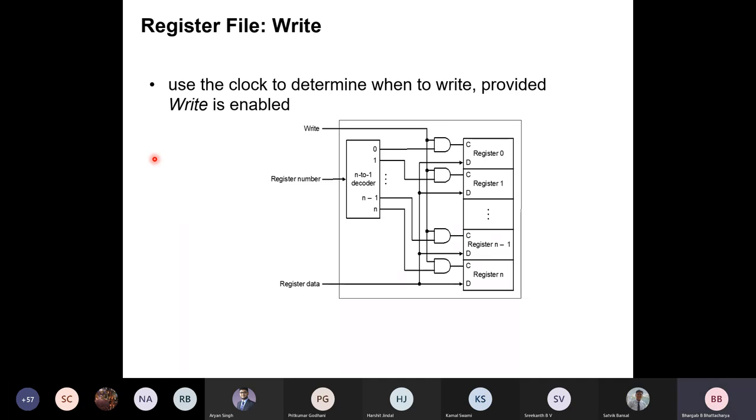Any questions here regarding register read and write? How to access a register for read and write? Just remember, when you see such a diagram, check for yourself how many bits are there, and then you will see what is happening.